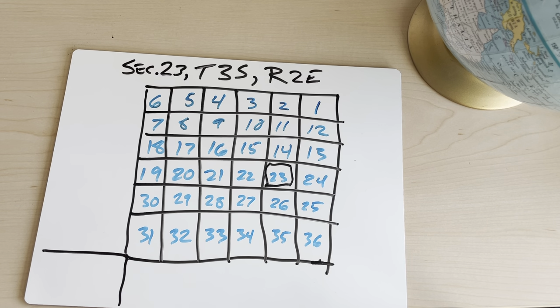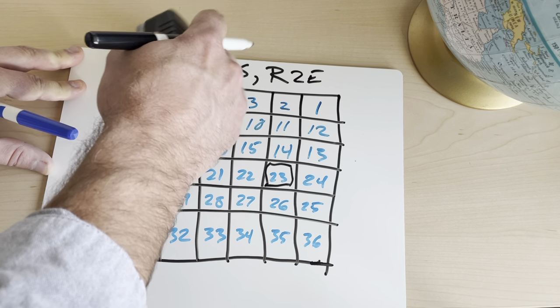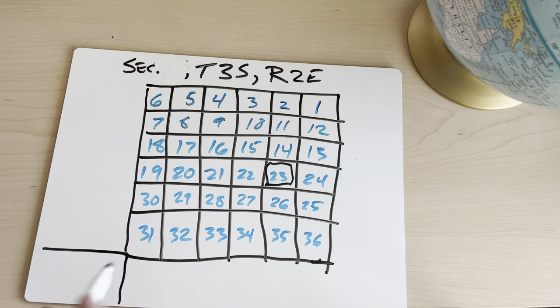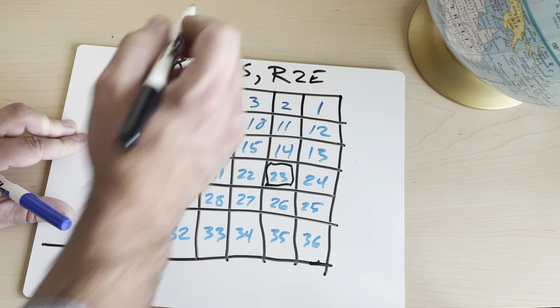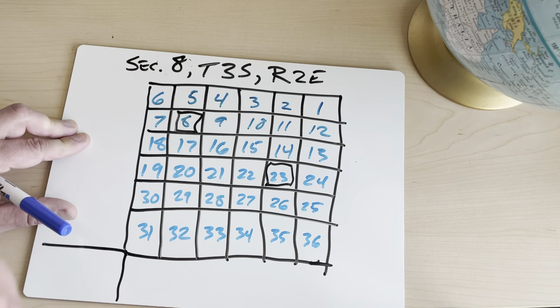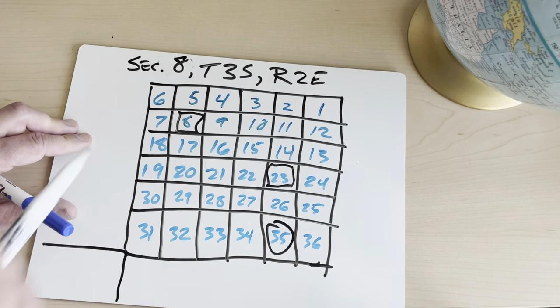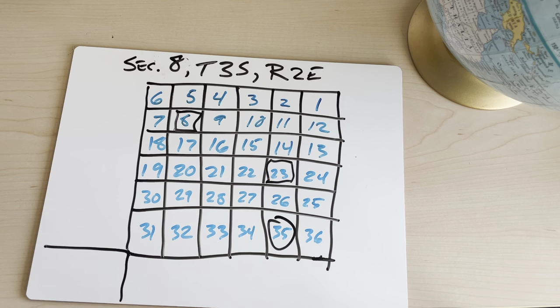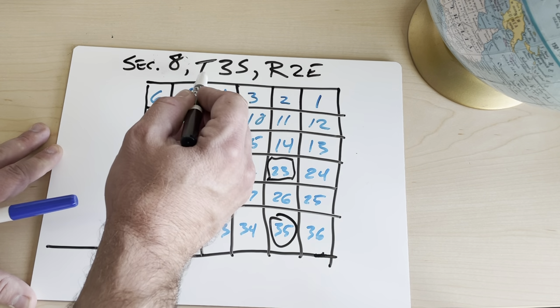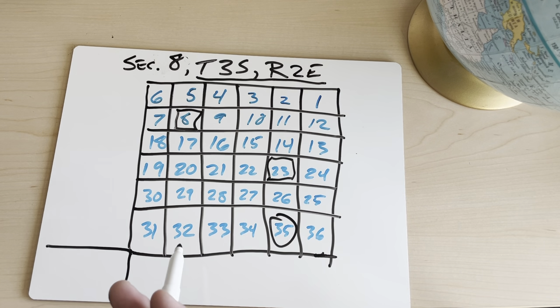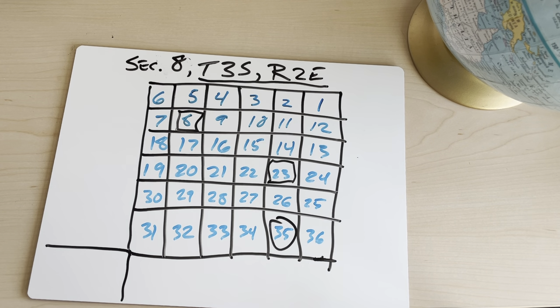All right, if we can do another one. Let's see this guy right there. Section 8, Township 3 South, Range 2 East. Down here, section 35, Township 3 South, Range 2 East. So it's pretty simple once you've figured all this township and range stuff out, but I do ask you questions about specific sections, right? All of these sections will have this same part of the answer. It's just the section number that is going to change.